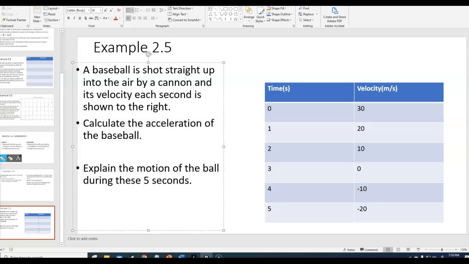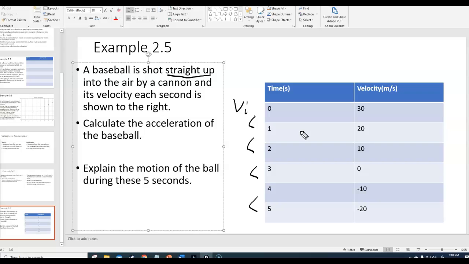So to find the acceleration from this chart, what I'm looking at is how much the velocity is changing by every second. The baseball starts with a velocity of 30 meters per second. This is Vi, the initial velocity. At time equals 0, that's how fast the baseball is moving. Notice that the velocity is positive because it's being shot straight up.